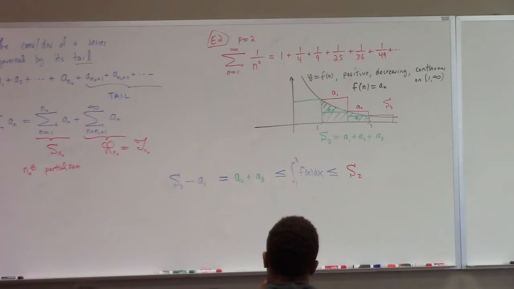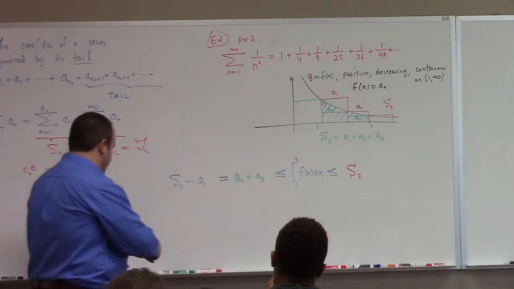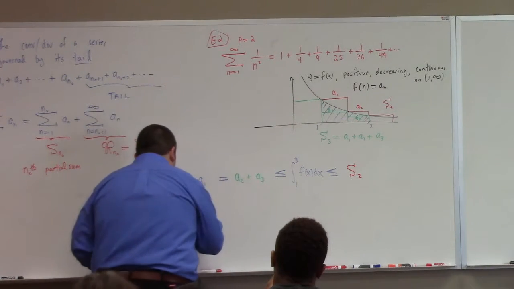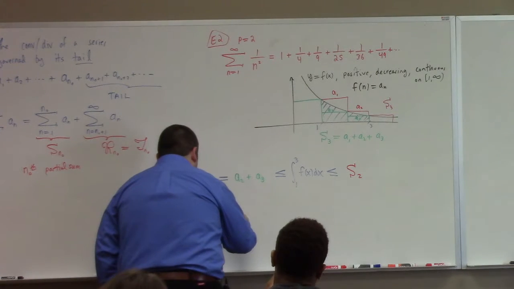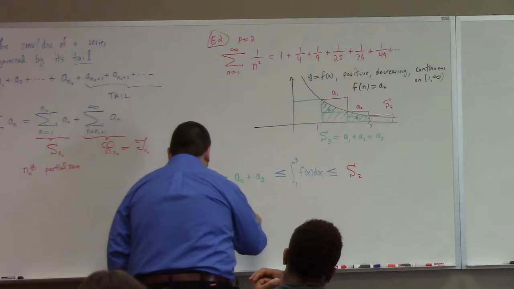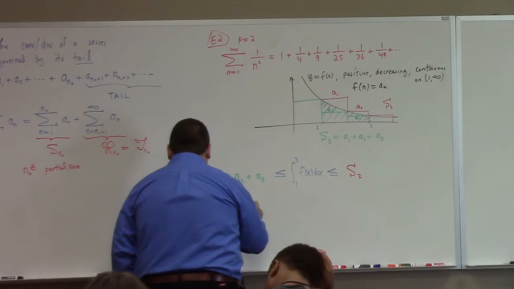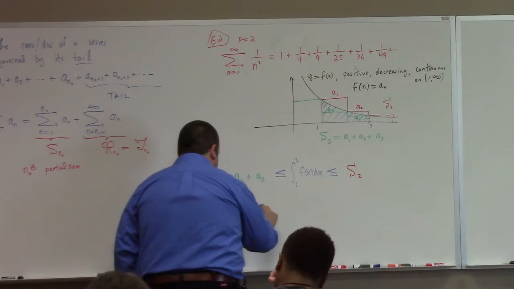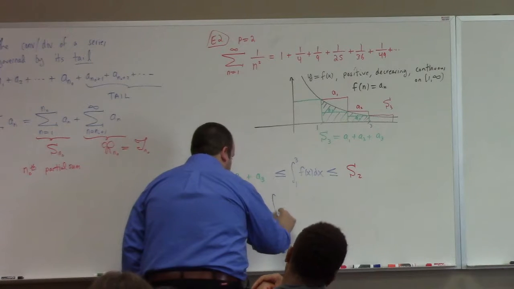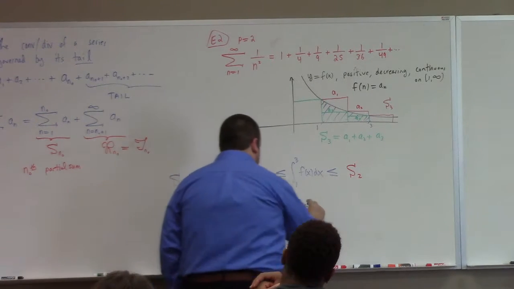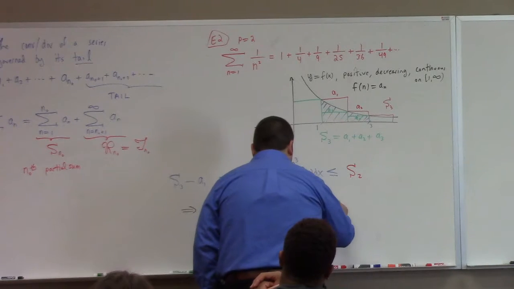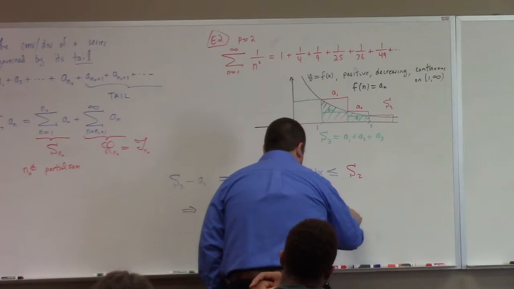But if you can do this for 3, you can do it for n, right? So you just generalize basically the same picture. Extrapolating, we have that the nth partial sum minus a sub 1 is less than or equal to the integral from 1 to n of f of x dx, which is less than or equal to s sub n plus 1. We have this estimate.